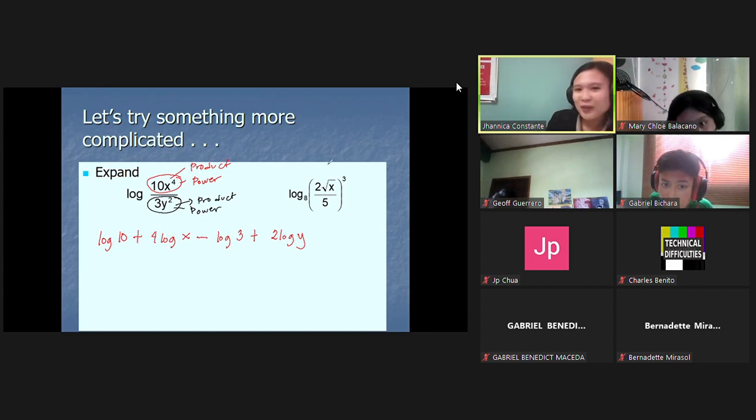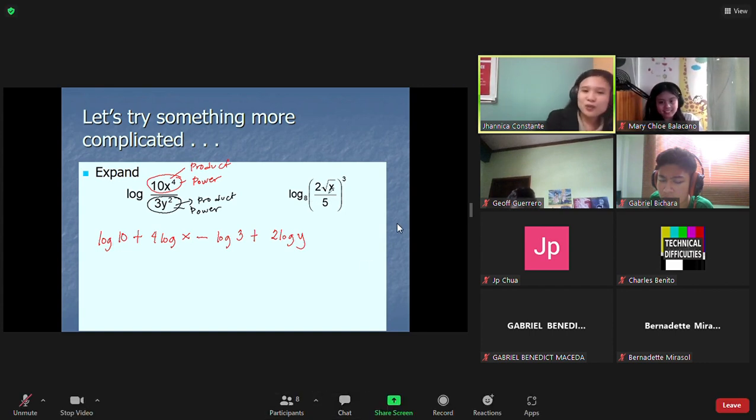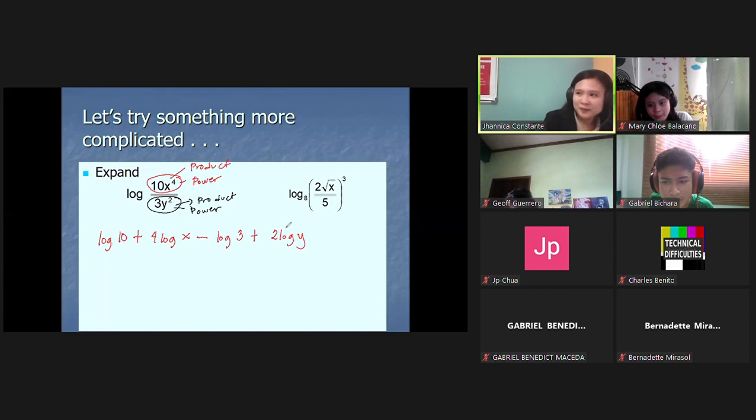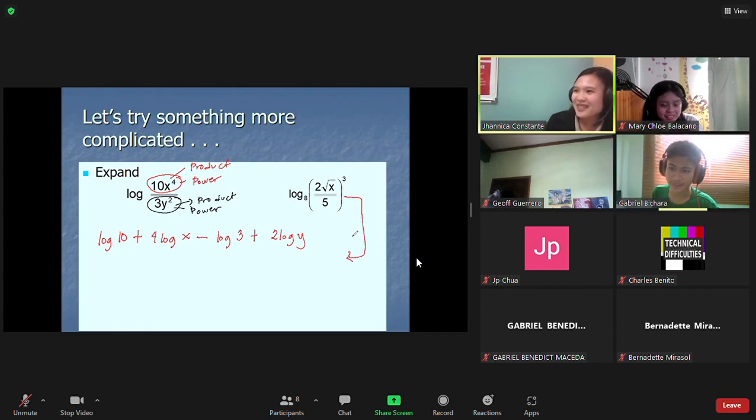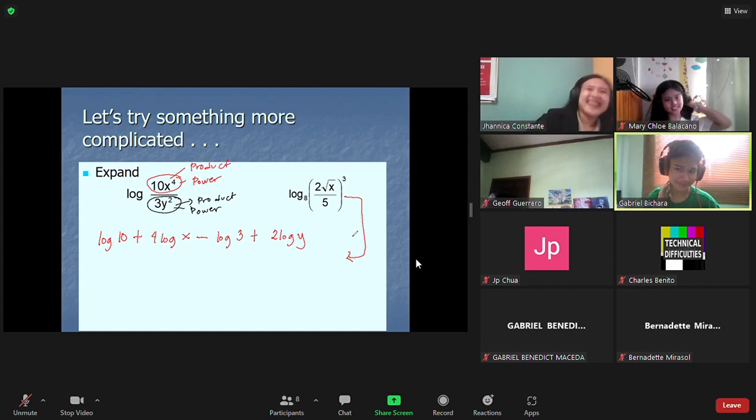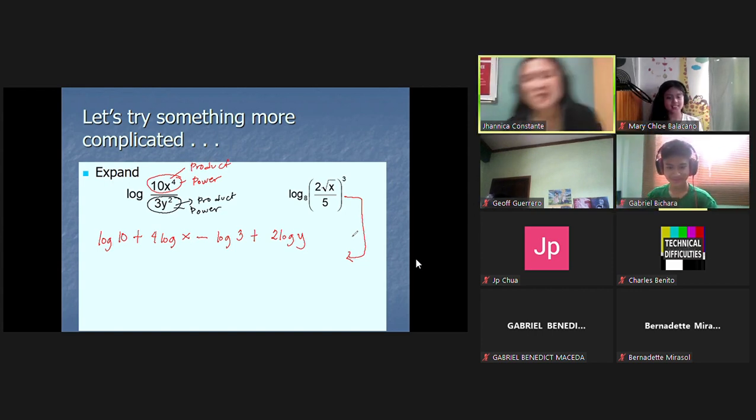Okay. What about this second example that we have? Let's expand this second example that we have, which is logarithmic 8 to square root of x over 5 cubed. So let's try to expand this second example that we have. It's okay because it has a square root. No, we can expand this.